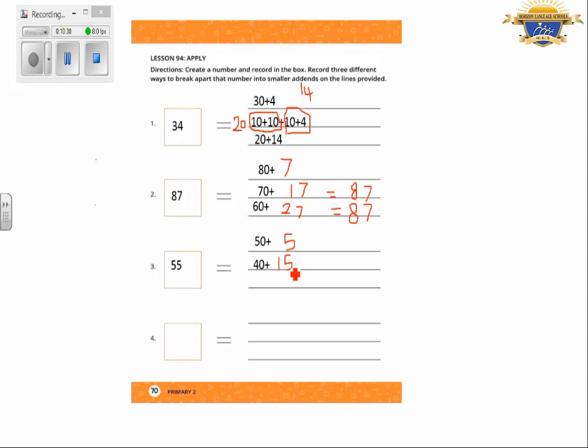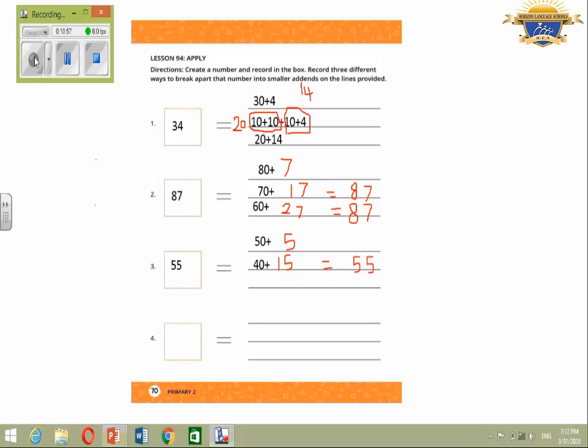So I have here 40 plus 15. Regroup it all together. 5 plus 0 equals, excellent, 5. And 4 plus 1 equals, excellent, 5. So it's also equal to 55.